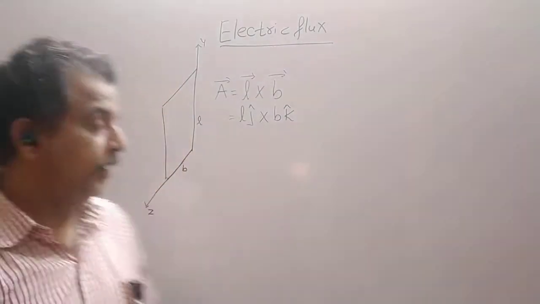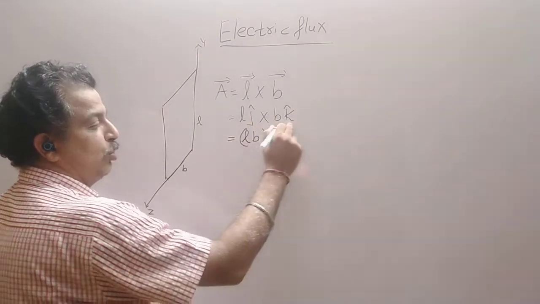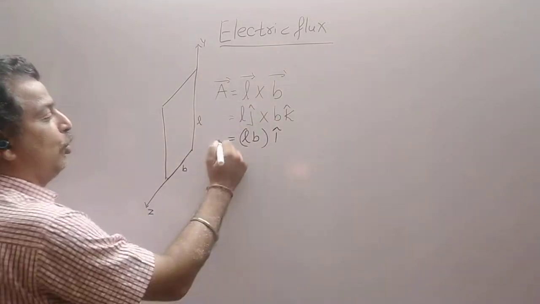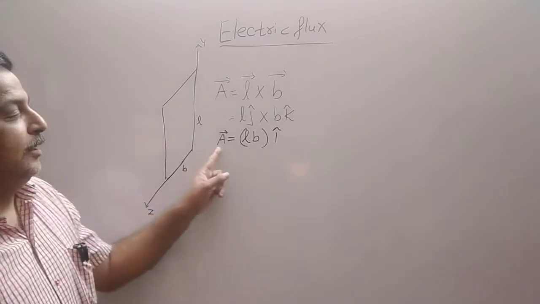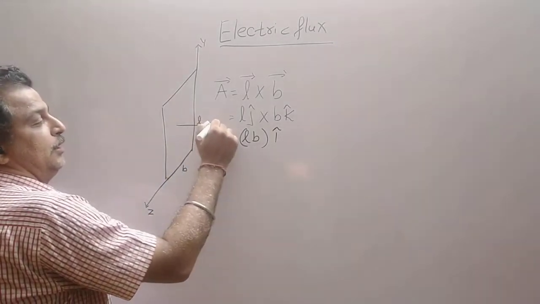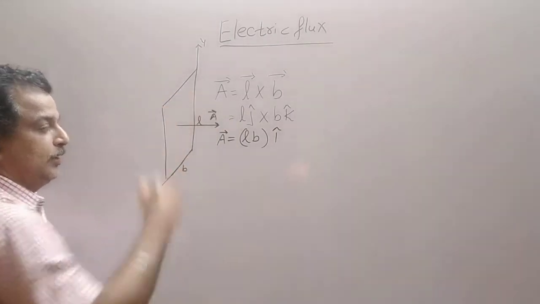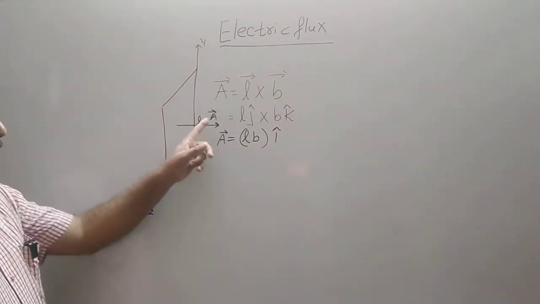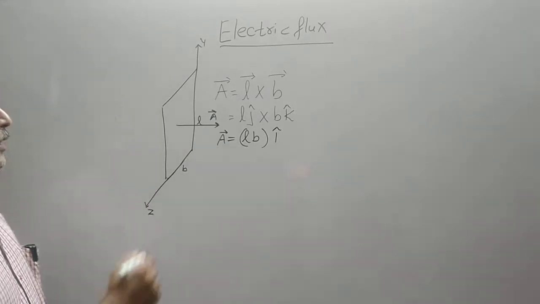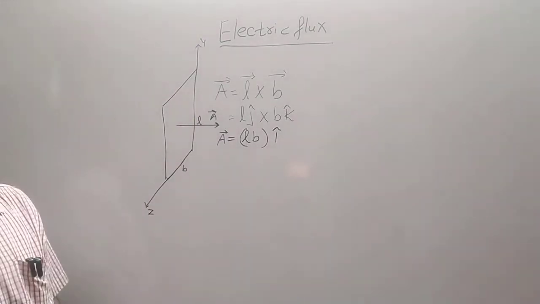Now this can be written as the product of length and breadth, and we know j cross k will give you i. So the direction of the area vector is along the x-axis. So I take this as a vector along the x-axis. So this is how the area vector is found with the help of a diagram, or simply you see this: a normal to this plane is an area vector.